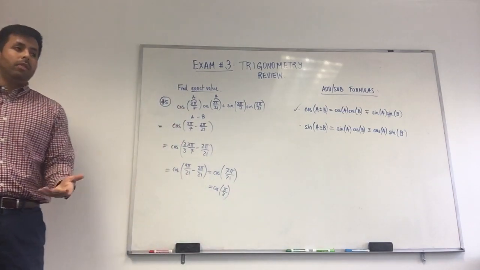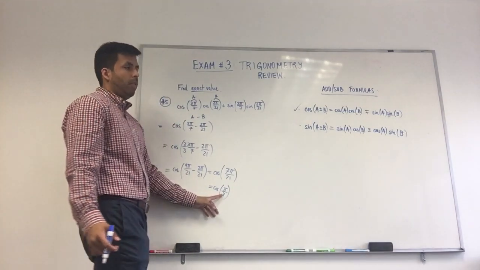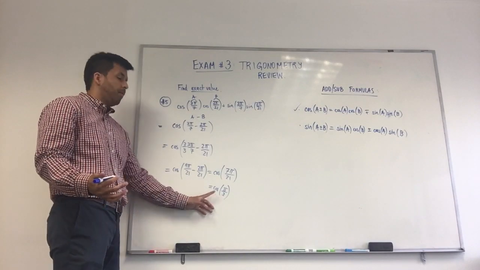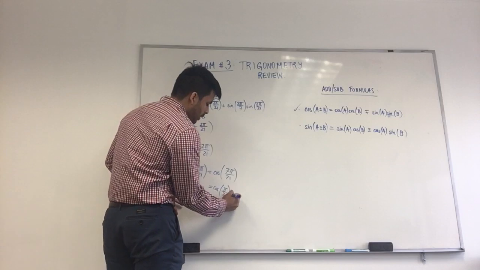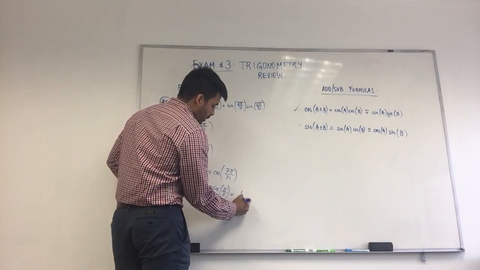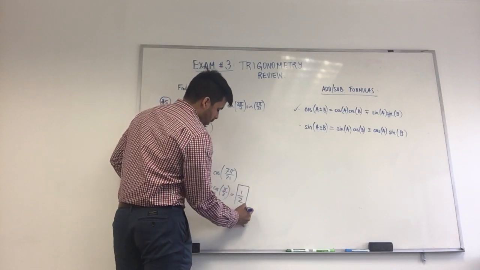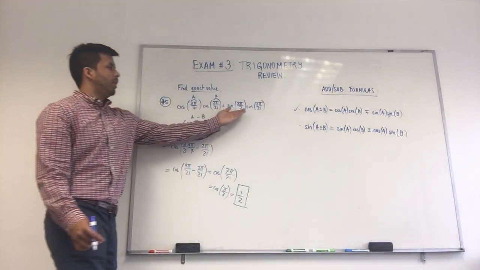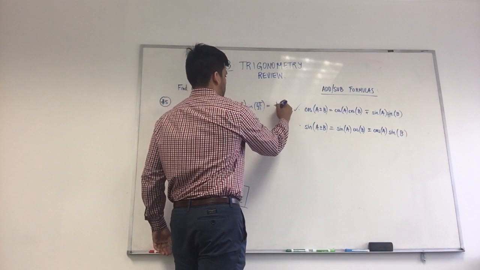The cosine of pi over 3 is something that we should know. Pi over 3 radians is the same thing as saying 60 degrees. So cosine of 60 degrees or cosine of pi over 3 is going to be 1/2. So this whole expression here equals 1/2.